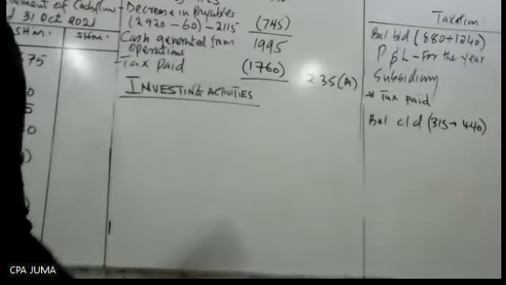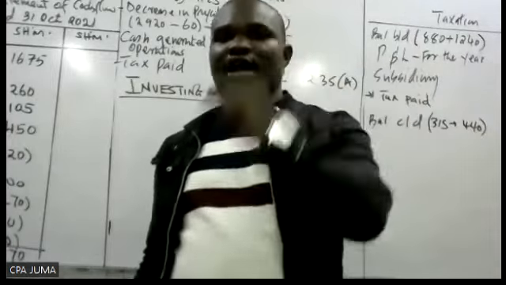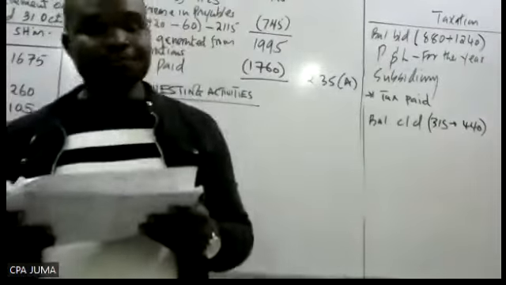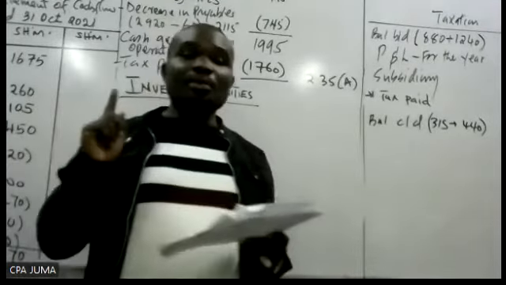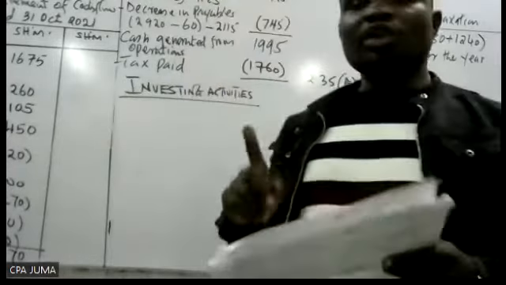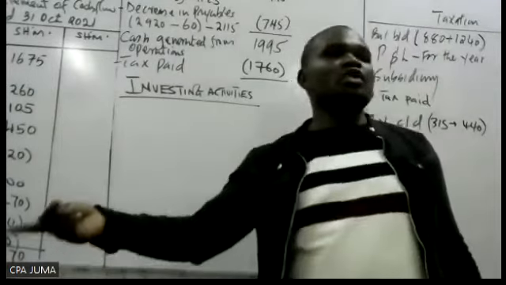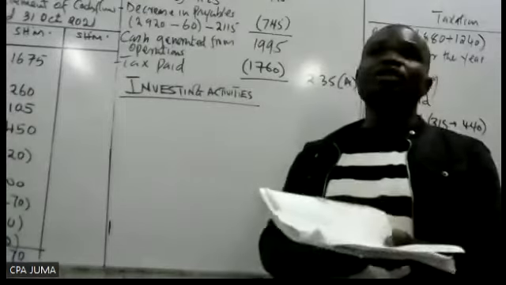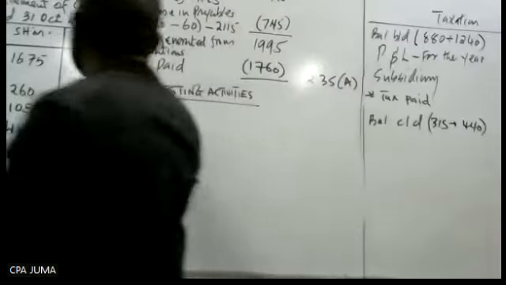What goes under investing? Non-current assets. So when you want to work investing in cash flow, go to non-current assets. The first item you are seeing is PPE. For PPE in cash flow, there are two things. During the year, how will PPE affect cash flow? Either you acquired more assets or you sold. When you sell, cash in. When you acquire, cash out. So for PPE, bring those two things.